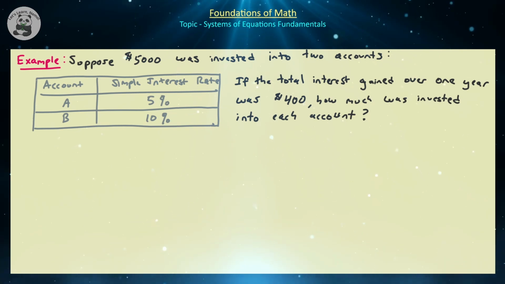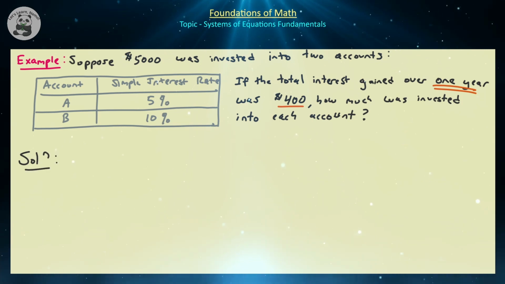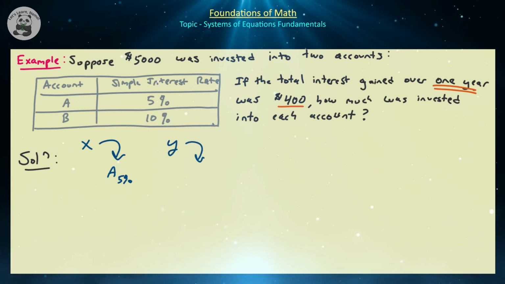So after 1 year, so key here, 1 year, if the total interest gain across both of the accounts was $400, how much was invested into each account on day one? Okay, so let's sort of get an idea of what we're looking at here. So we're going to have some amount, I'm going to call it X, and that's going to be deposited into A, which has a simple interest rate of 5%, and Y is going to be deposited on day one into account B, and its interest rate is 10%.